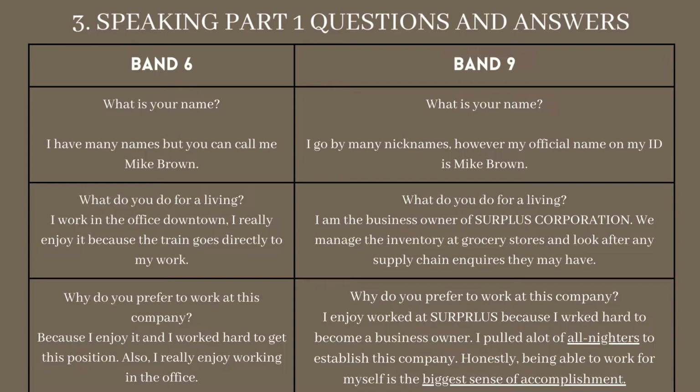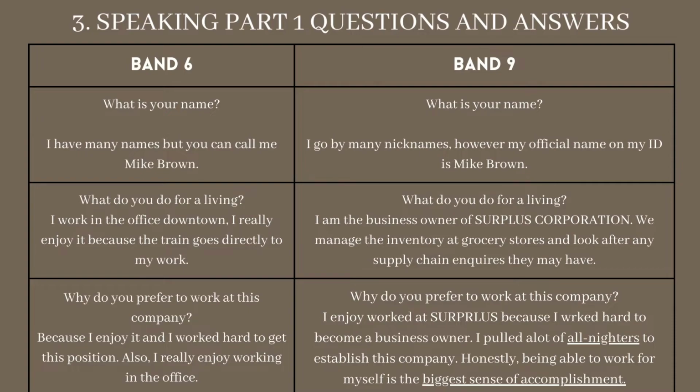The second one would be, "What do you do for a living?" A band 6 answer would be, "I work in the office downtown. I really enjoy it because the train goes directly to my work." And a band 9 answer would be, "I am the business owner of Surplus Corporation. We manage the inventory at grocery stores and look after any supply chain inquiries they may have."